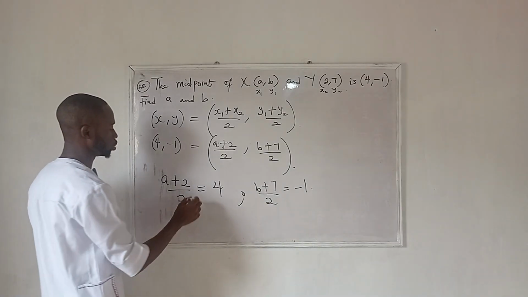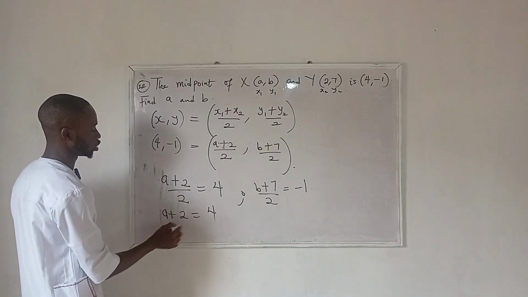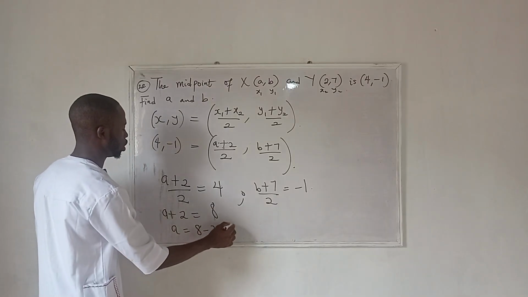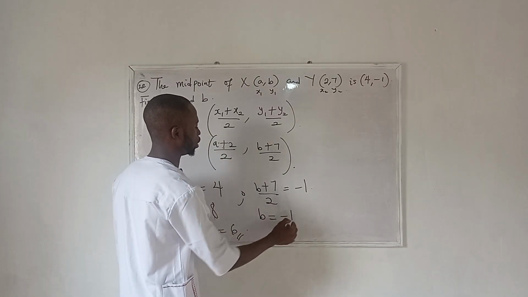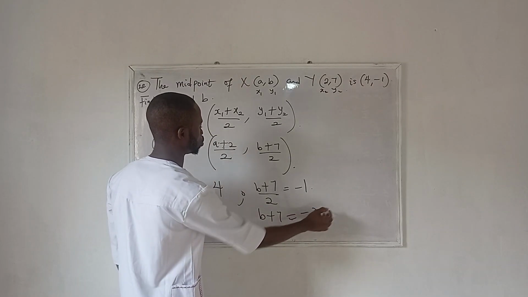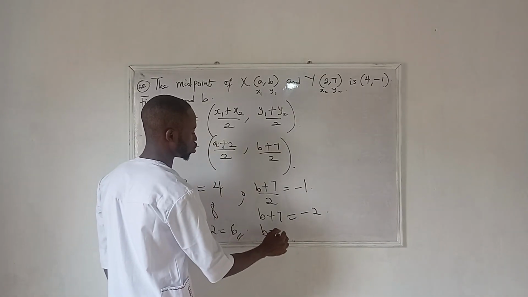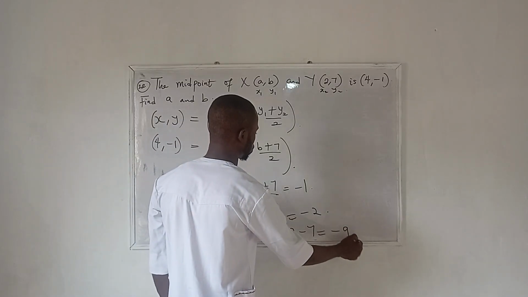So if we cross multiply, we would have a plus 2 equals 4 times 2, which is 8, then a equals 8 minus 2, so a is equal to 6. Then for b, b plus 7 is equal to minus 2, because if we cross multiply, then we'll have that b is equal to minus 2 minus 7, all that gives us minus 9.